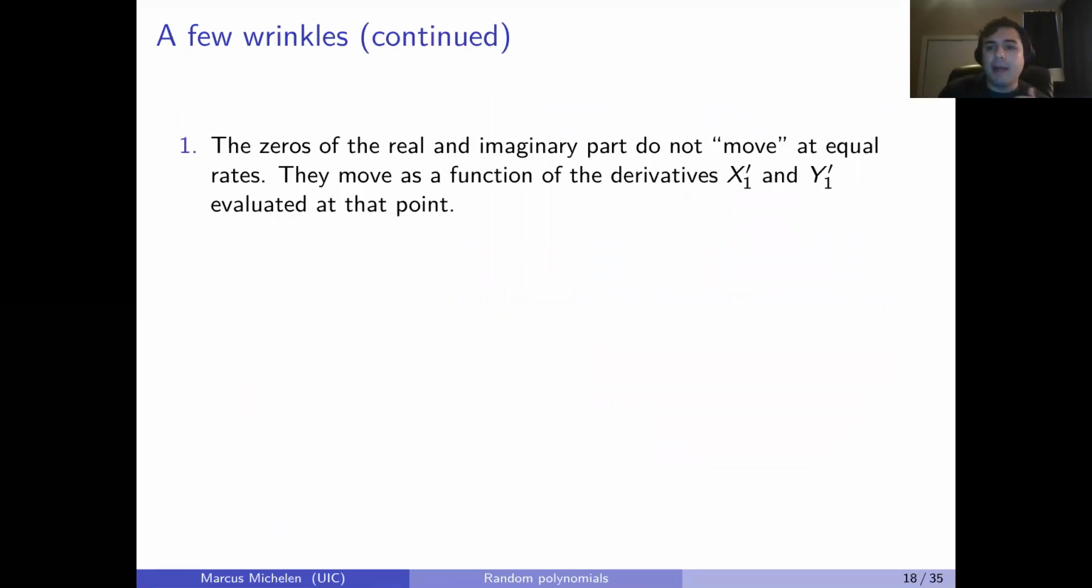So a couple of other wrinkles in this heuristic. The zeros of the real and imaginary part do not move at equal rates. So here I'm putting "move" in quotes. That's when I'm thinking about changing my circle from r to, let's say, r plus epsilon. The amount at which they move is going to depend on the derivatives of the real and imaginary part evaluated at those zeros.